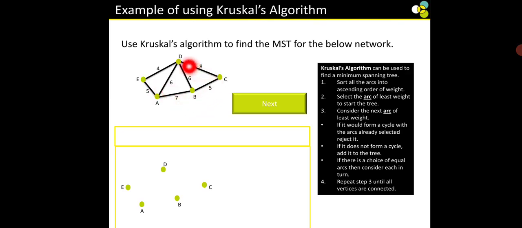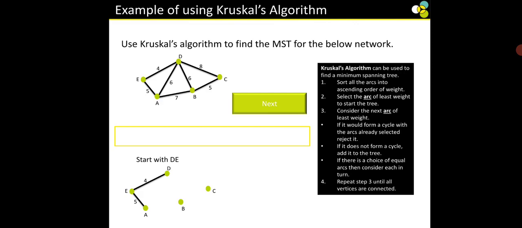Here I am just connecting the nodes with edges, and each edge will have a weight. For example, D to E has 4, E to A has 5, A to D has 6, A to B has 7, B to D has 6. Likewise we will have the other nodes.